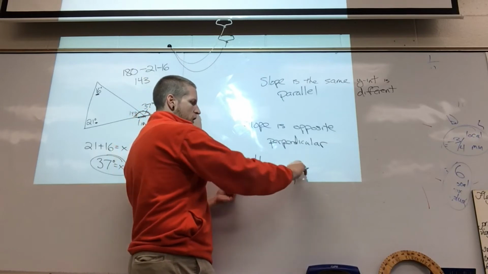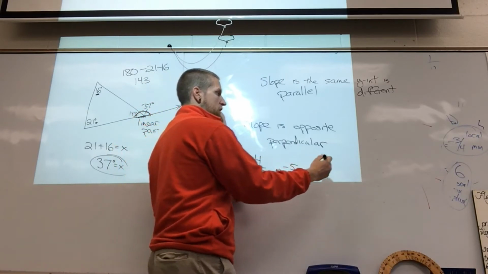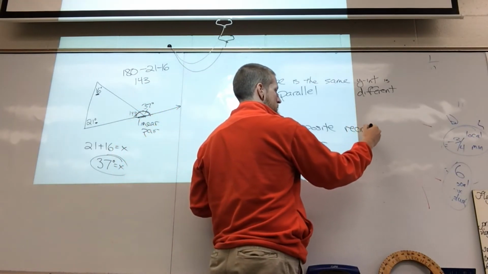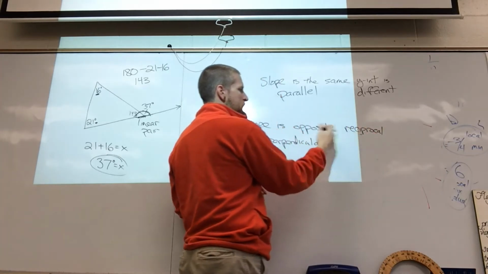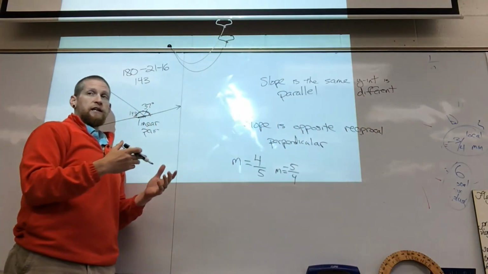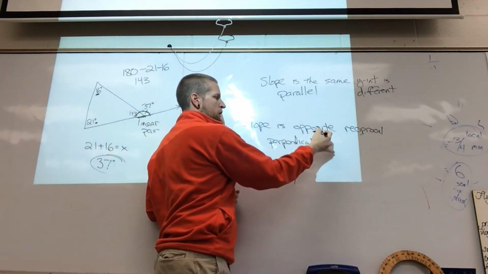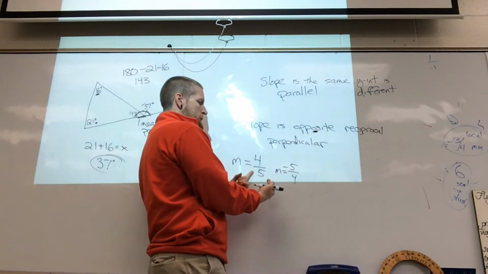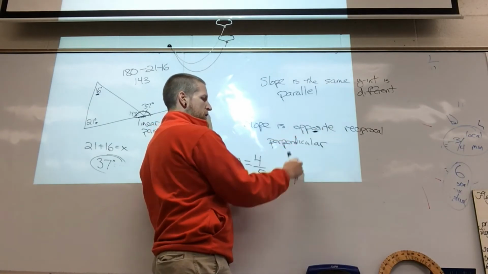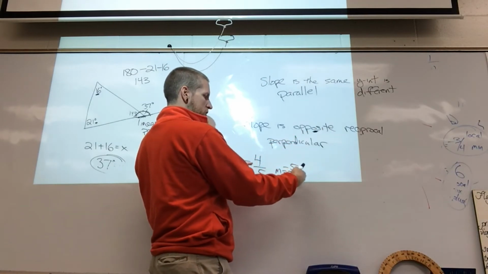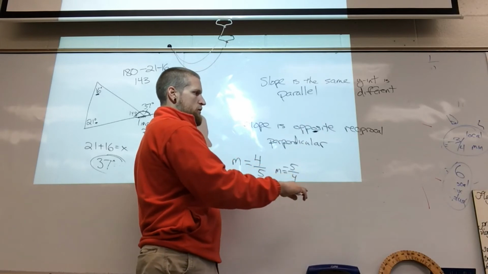Okay. So when you flip a fraction, that's called a reciprocal. Usually this gets called opposite reciprocal, or sometimes negative reciprocal. The opposite is dealing with the sign, so one has to be positive and one negative. And reciprocal means they just have to be flips of each other. So one side's 4/5, the other one's 5/4.